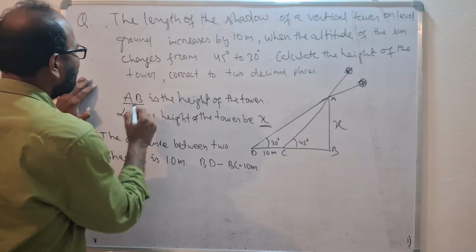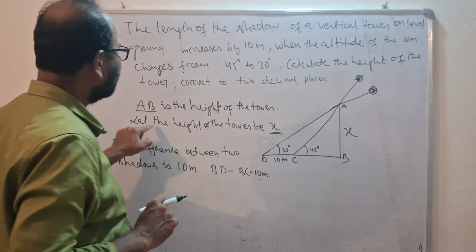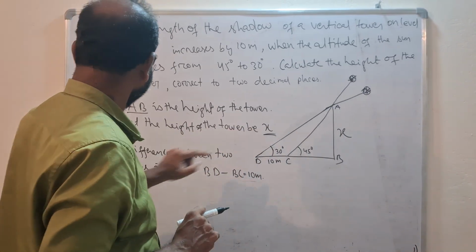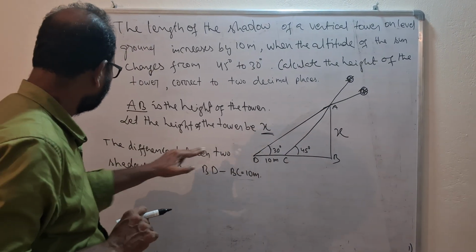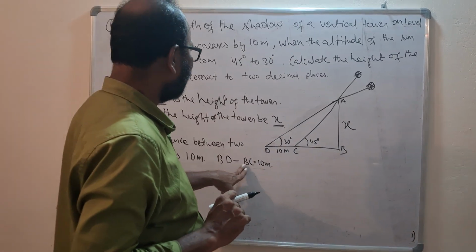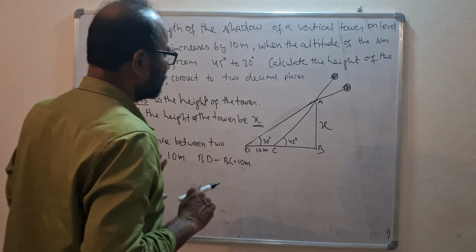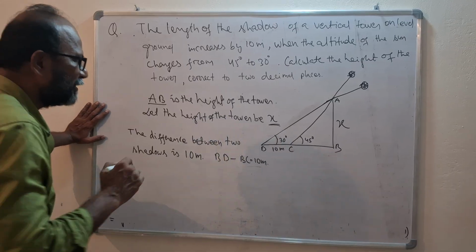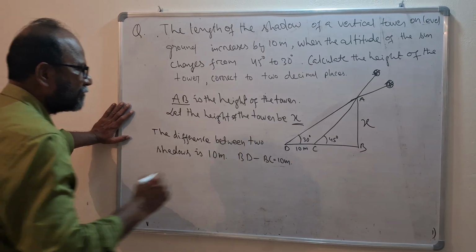AB is the height of the tower. Let the height of the tower be x. The difference between the two shadows is 10 meter, which means BD minus BC is equal to 10 meter. So now let us see in the triangle ABC.